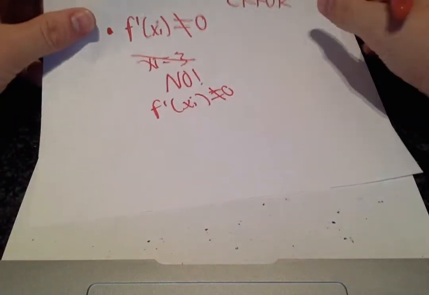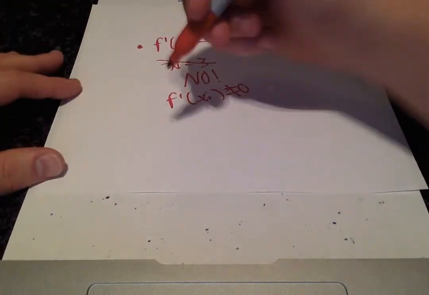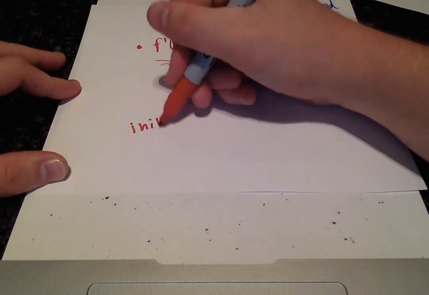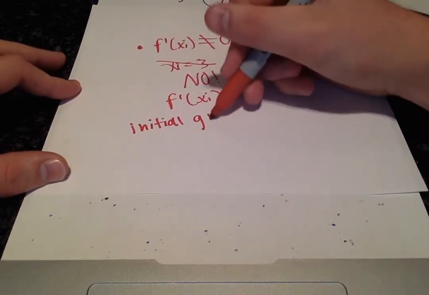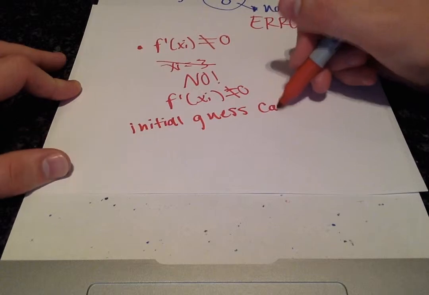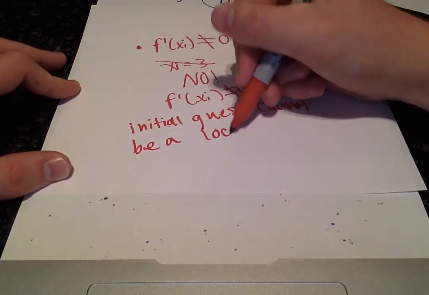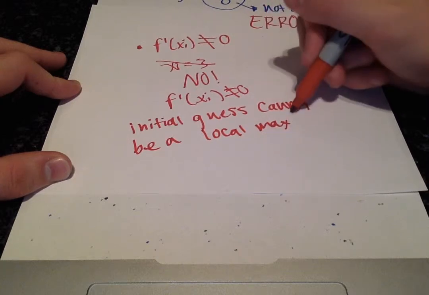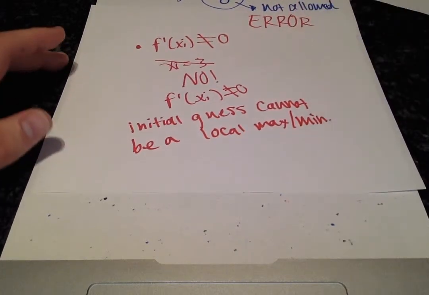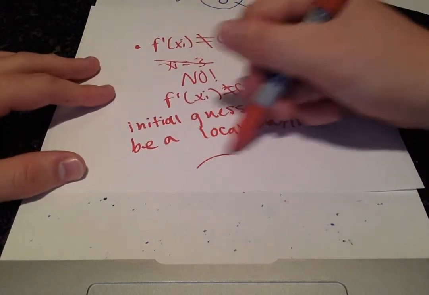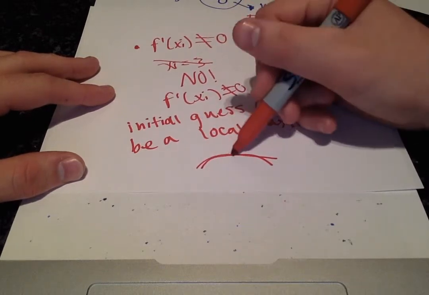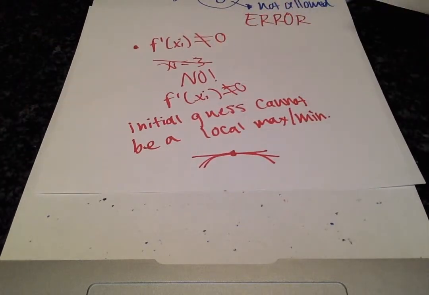Or if you want to be even more specific, you can say that the initial guess cannot be a local max or minimum, because at a local max or minimum, the slope is equal to 0.